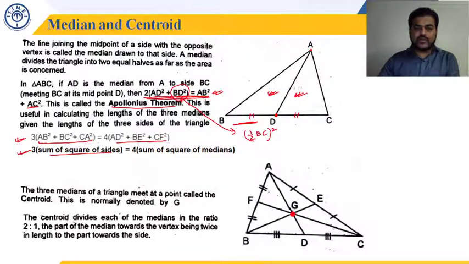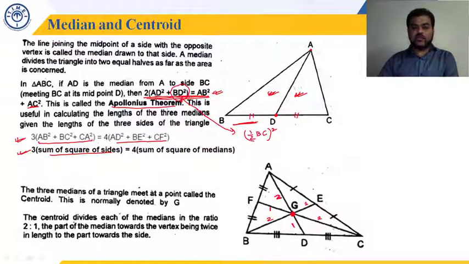The property of centroid is that it divides each median in the ratio 2:1, and the part of the median which is towards the vertex will be greater. So if AD is the median and G is the centroid, then this will be 2:1. Similarly, in case of BE median, the ratio will be 2:1 like this, and the ratio 2:1 will be like this. Now remember, these are ratios, not the exact values. So AG is to GD will be 2:1. Similarly, BG is to GE will be 2:1. Similarly, CG is to GF will be 2:1.